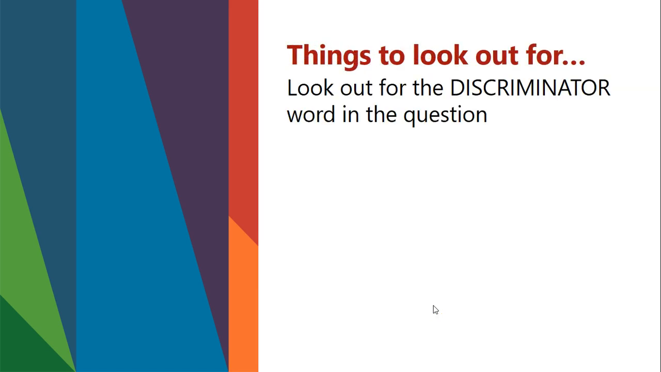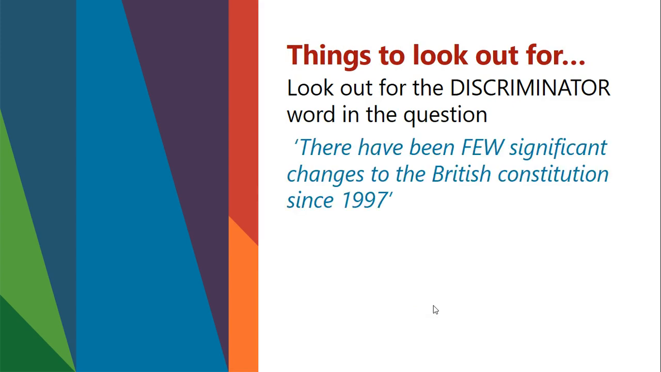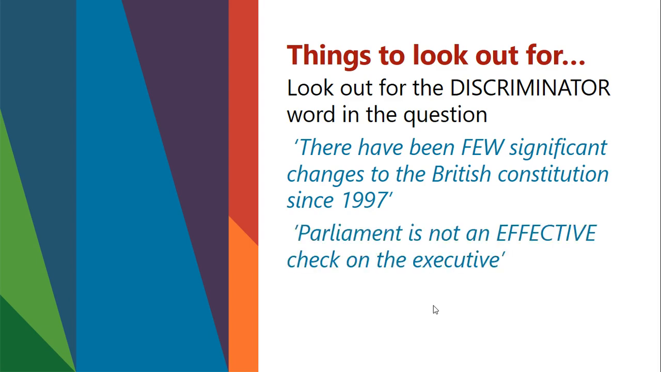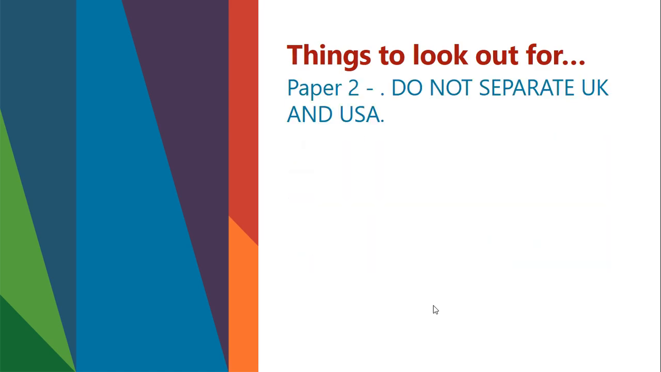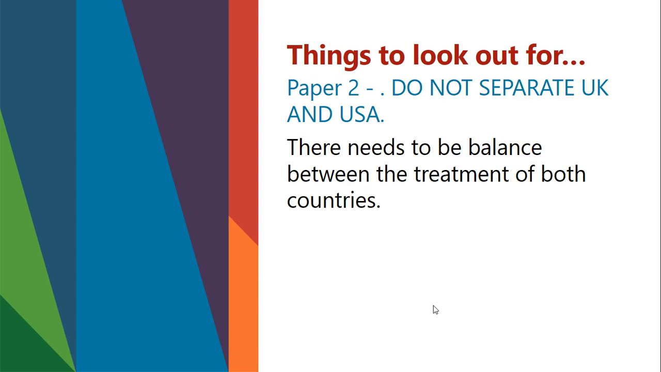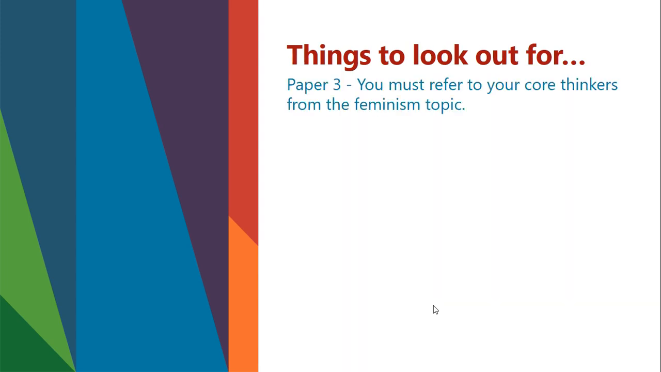Things to look out for is a discriminator word in the question. There have been few significant changes to the British Constitution since 1987, as an example. Parliament is not an effective check on the executive. And in paper 2, you do not need to separate the UK and the USA. You need to give a balance between the treatment of both countries.